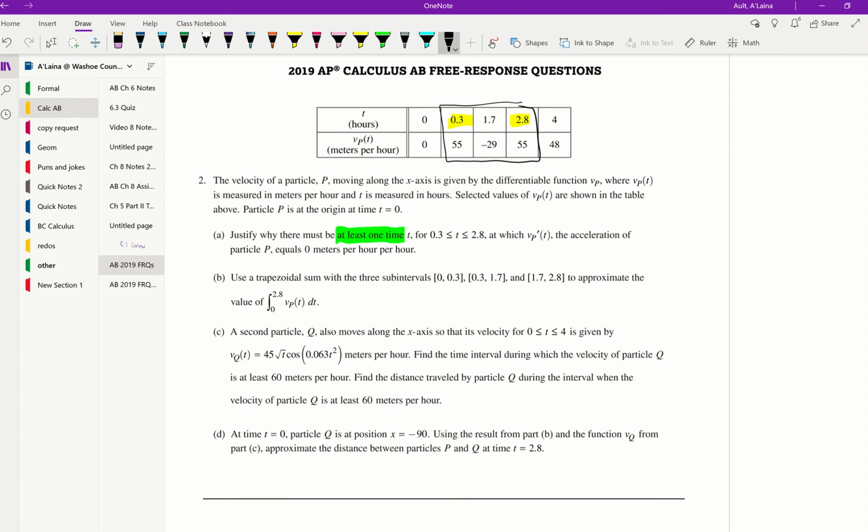The scoring guideline for this uses MVT, which is great because there's often more than one way to do this. I'm going to go ahead and use Rolle's theorem on this one. Rolle's theorem does have some conditions, and we have to mention them. One condition is that the function whose derivative we're talking about is both differentiable and continuous. We were told that this is differentiable. We have to mention it's also continuous.